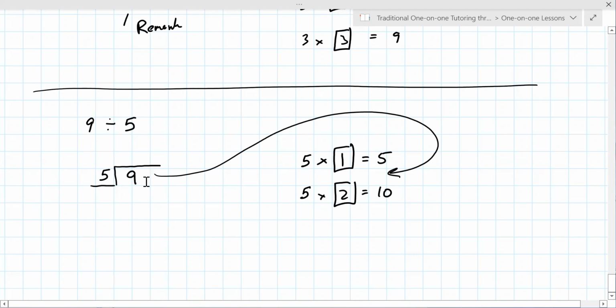2. But that's too big. We want to choose the smaller number. So we put a 1 up above here, because it's the smaller number. You always choose the smaller number.